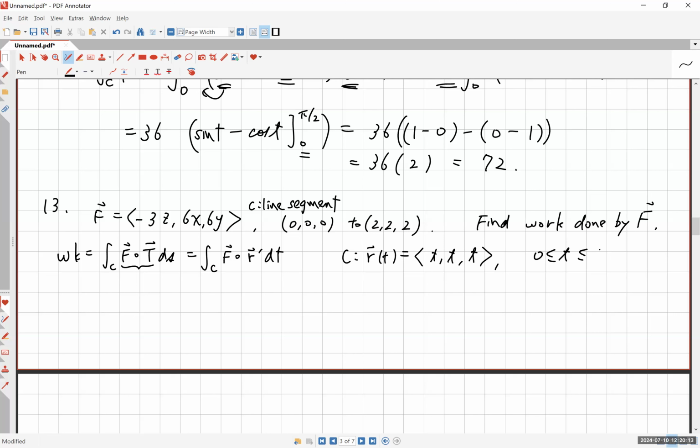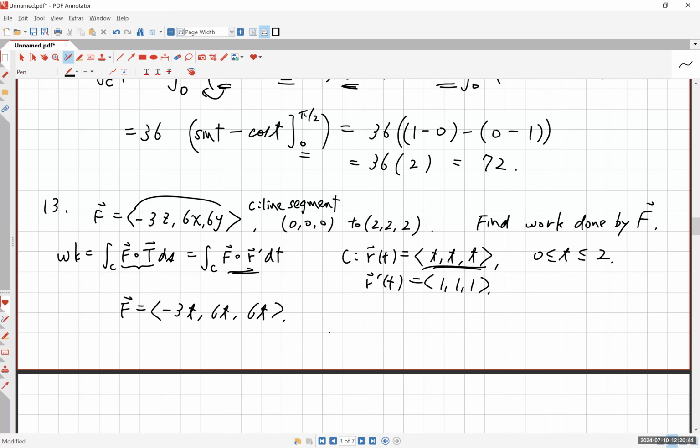You let t go from 0 to 2, right? So you can go from 0, 0, 0 to 2, 2, 2. You also have to have the derivative of this. That's not too bad. That's going to be 1, 1, 1. So simple. And then you also have to have F written in terms of t. Now, in this parameterization, x, y, and z are all t. See that? So this will just become negative 3t, 6t, 6t.